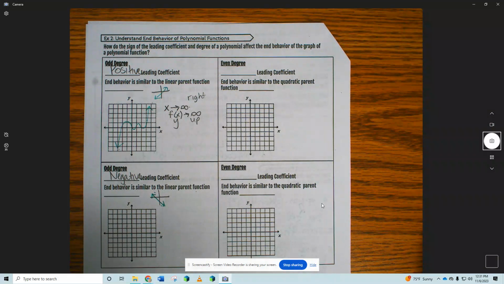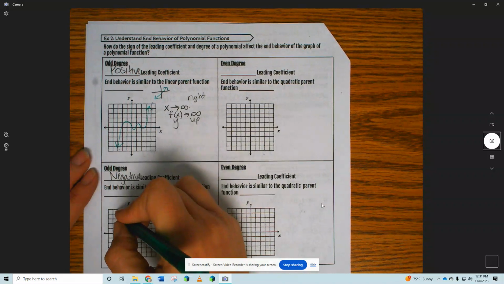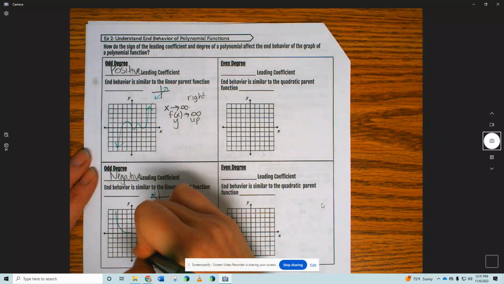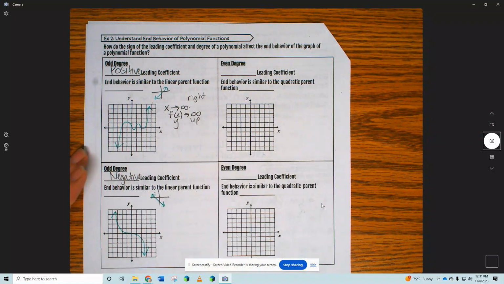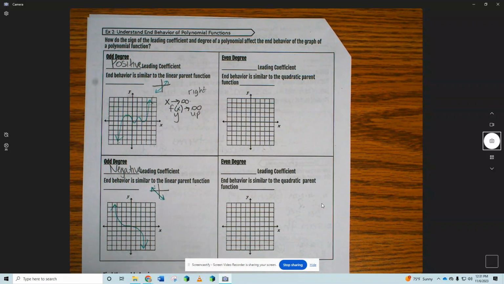Odd, negative. Okay, remember how odd I look. I look really odd. Dude, stop, Miss Grant. It's not nice. Dude. Okay. So, down, I'll just do one bump. Anyways, that would be a third degree, for example. The exponents are odd, negative 5x to the third, something like that.